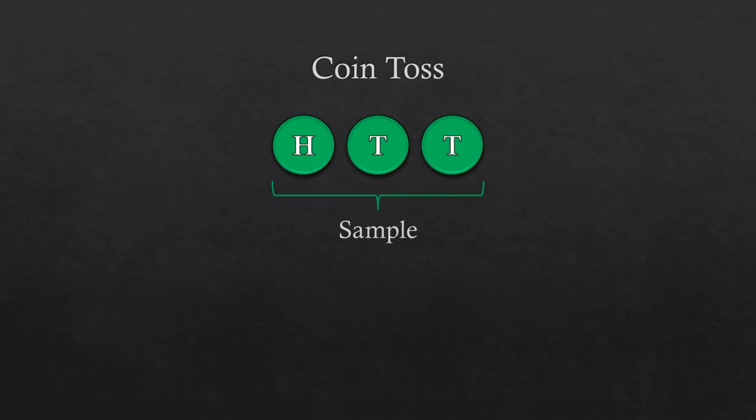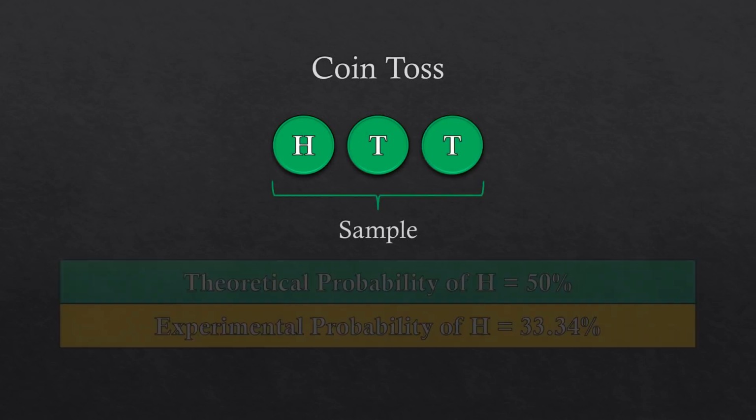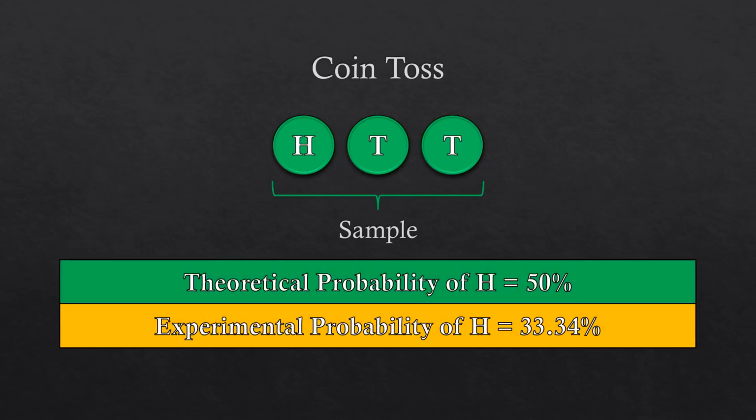We know that the theoretical probability of heads or tails in a coin toss is 50% because there are only two possible outcomes and they are equally likely to occur. Let's imagine that we toss a coin 3 times in a row. This is our sample. To measure the experimental probability of getting heads, for example, we must take the number of times that the coin toss resulted in heads and divide that by the sample size. In this case, the experimental probability of heads is 33.34%. Notice that this differs a lot from the theoretical probability of 50%.